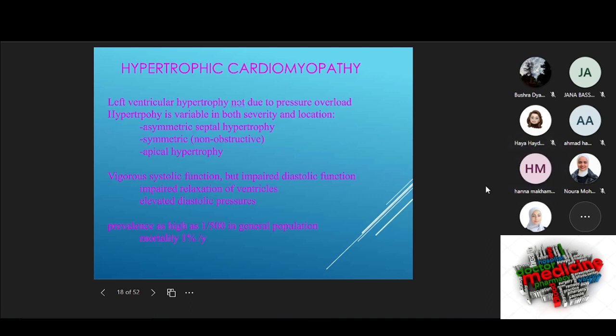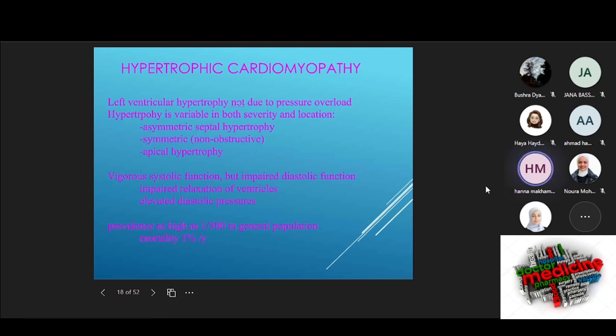Now, the ASH or asymmetric septal hypertrophy is the most common variant, where the septum is very thick. The other walls are within normal. There is another variant, the symmetrical, and the third one is the Japanese Yamaguchi, اللي هو Japanese variant اللي هي apical hypertrophy, where the apex is hypertrophied. Usually has better prognosis than the asymmetric septal hypertrophy.